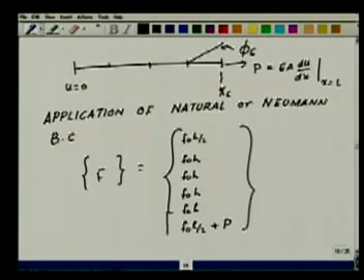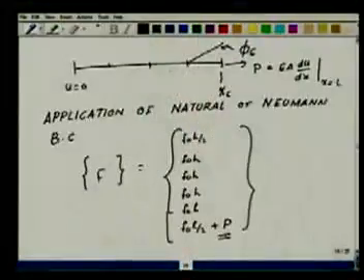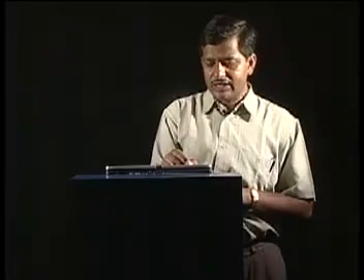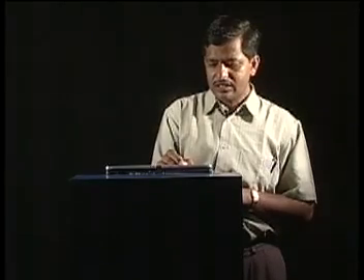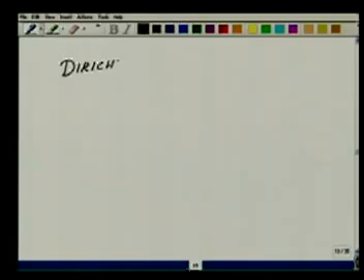So here what we do is, this Neumann boundary condition is applied by simply adding this term p to the corresponding row of the load vector. So this is how the Neumann boundary condition is applied. In the next lecture, we are going to talk about how to apply the Dirichlet boundary conditions.